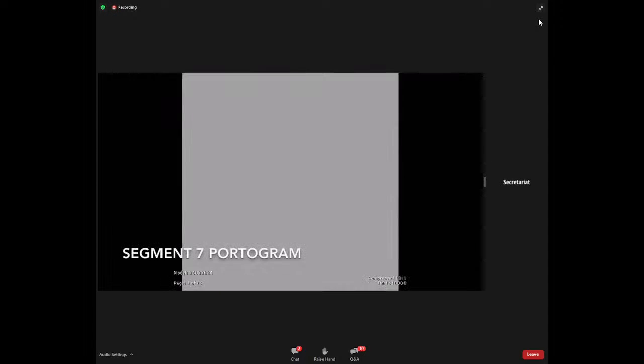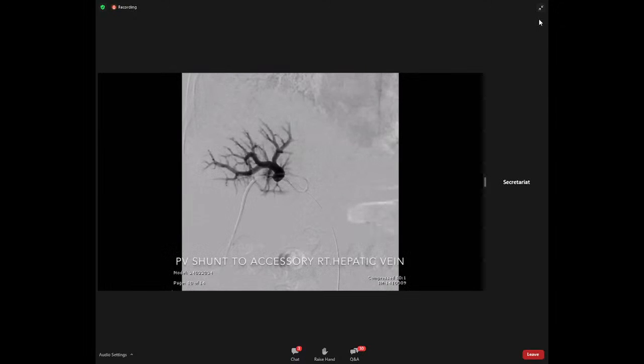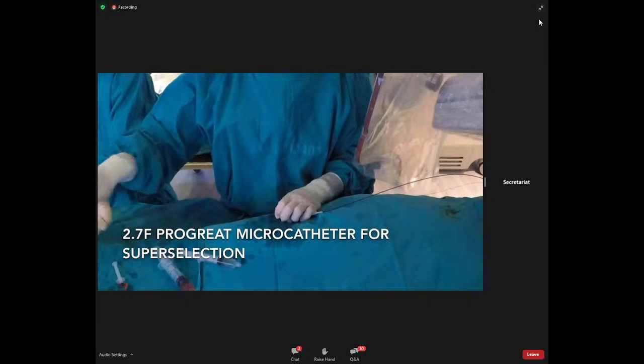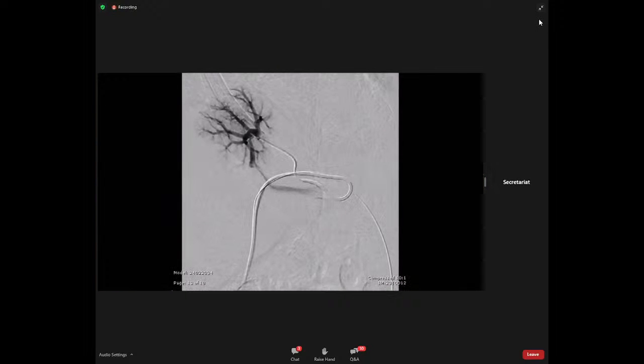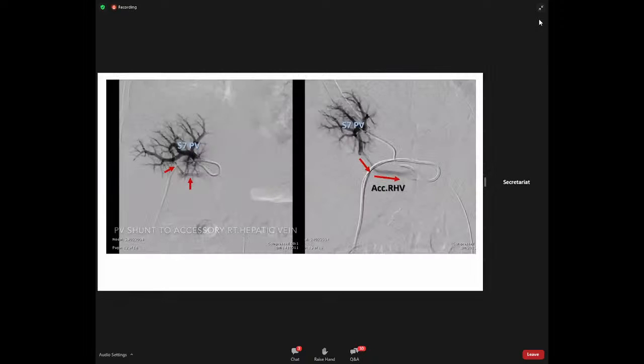Here is our first selective branch, the segment 7 branch. On the portography, we saw an abnormal vascular shunt suspicious for connection with the accessory right hepatic vein. So in this case, I use the microcatheter to select more distally. Selective portography identified the abnormal shunt connecting with the accessory right hepatic vein. We can tell from the course of the vessels and also the flow direction that runs medially into the IVC.